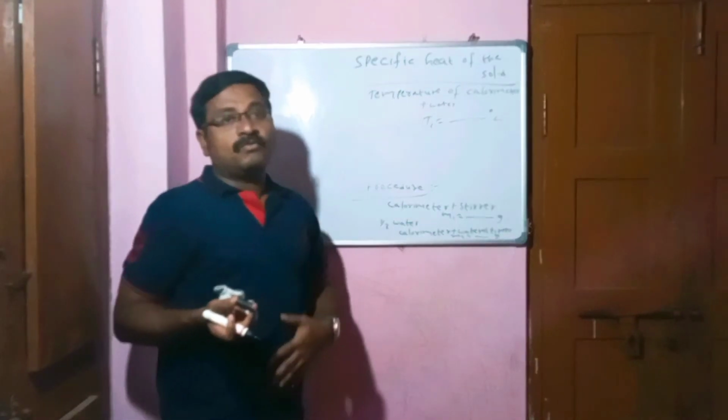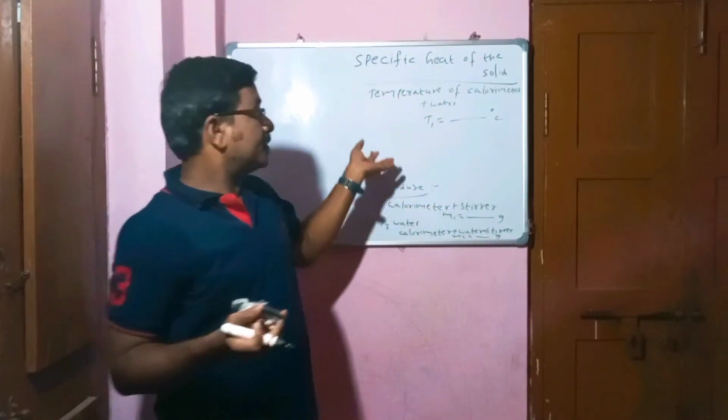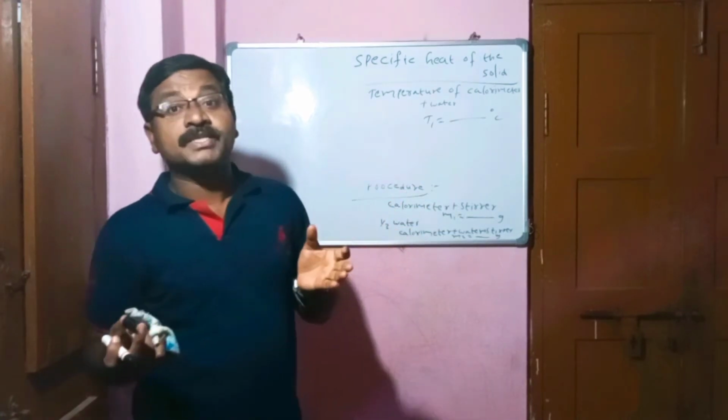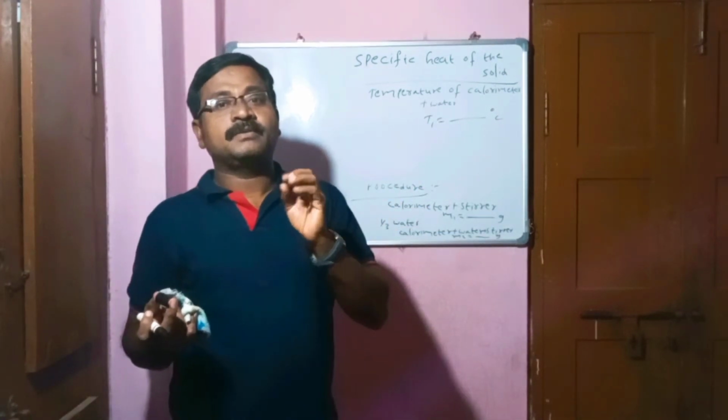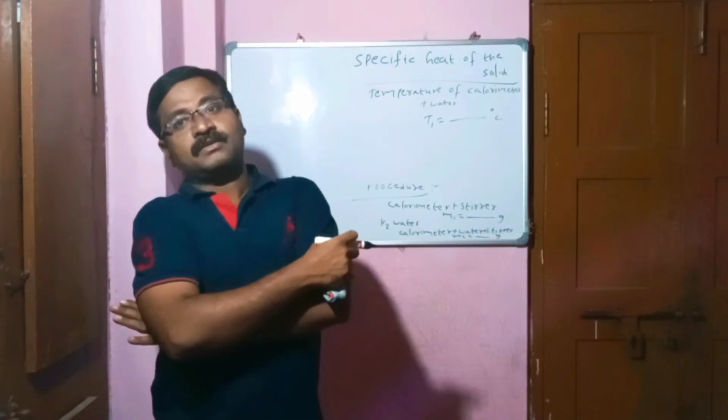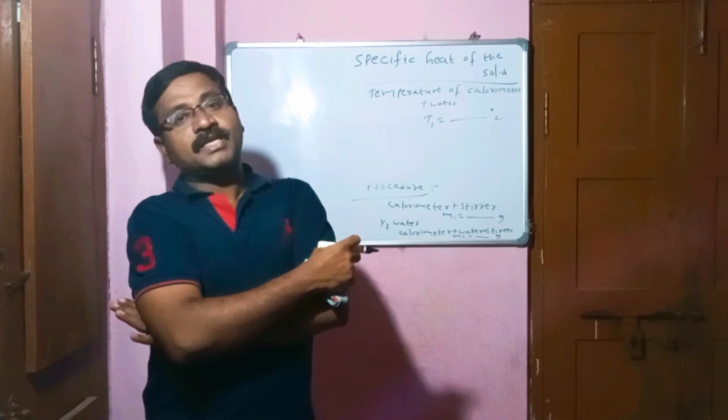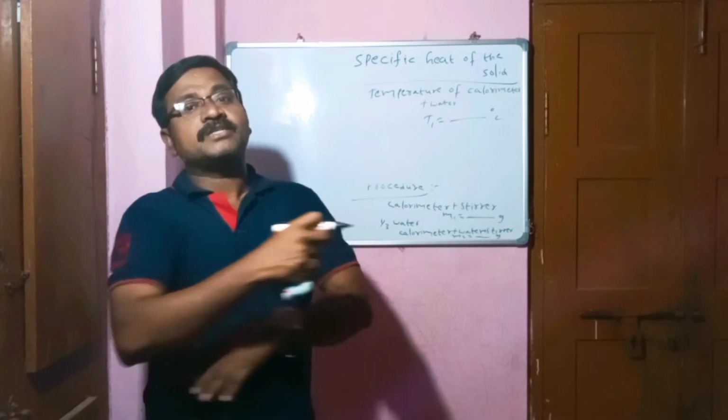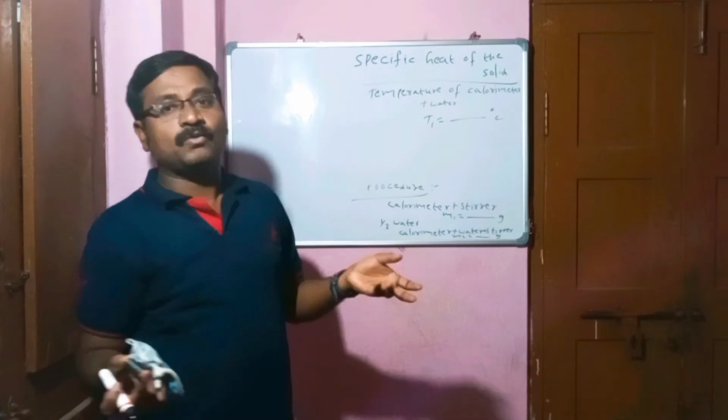Here one principle is involved in finding the specific heat of the lead shards. What is the principle of the method of mixtures? Yesterday I told this one: net heat lost by the hot body is equal to net heat gained by the cold body.